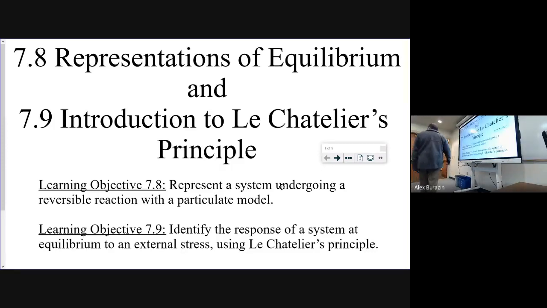Okay, so today we are going to be jumping into 7.8 and 7.9. 7.8 is on representations of equilibrium. A representation is code for picture. So we're looking at pictures of equilibrium. Nothing too complicated. AP loves to use pictures of chemicals and pictures of molecules and pictures of reactions.